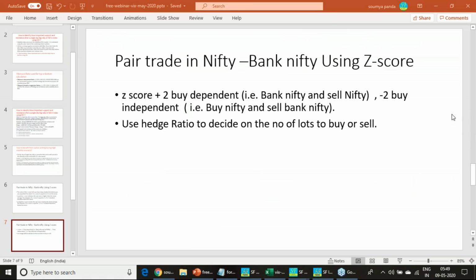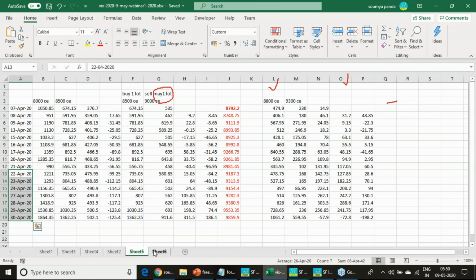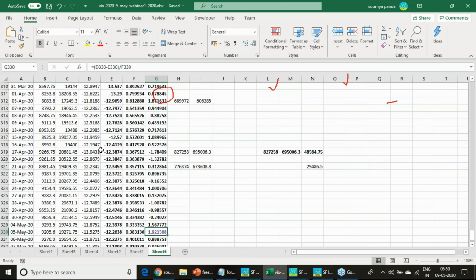Whenever that Z score goes to +2, near to +2 also, we should buy Bank Nifty and sell Nifty. If it goes to -2, near to -2 also, we will buy Nifty and sell Bank Nifty. Then the hedge ratio will define how many lots we will buy and how many lots we will sell. So now coming to my Excel presentation, which are the days it has gone in the month of April.